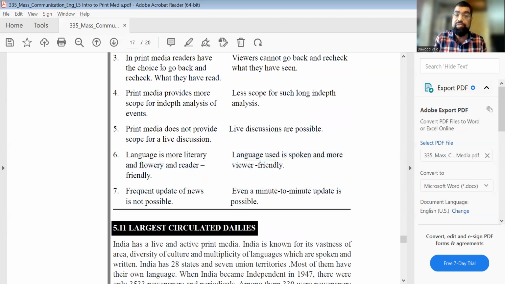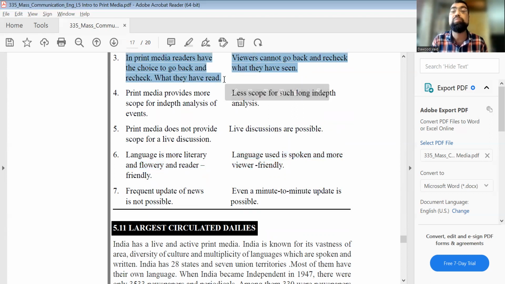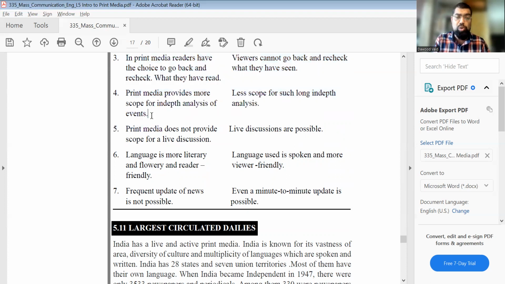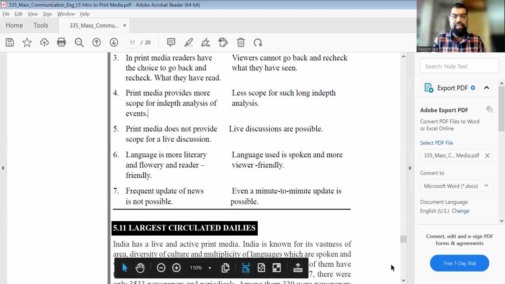Print media usually is very permanent. That is, in a court of law, print media is more popular. You can't use a website, but a printed document is more important. Print media also gives you in-depth scope. You can write stories and articles, but electronic media has far fewer articles.